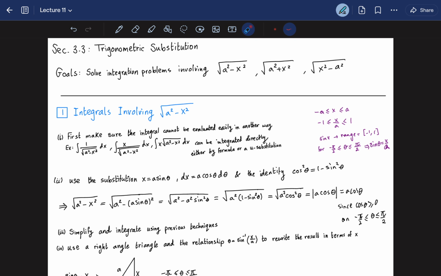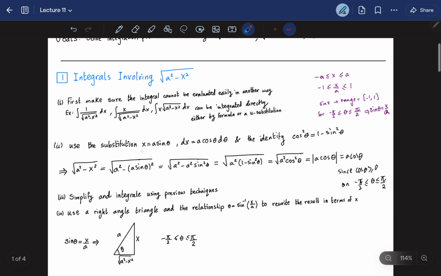Okay, so the first step when you have an integral including this root, you want to make sure that you can't integrate it in an easier way, like using regular substitution, or a formula that you already know. If that's the case, you use the regular method that you've learned before and integrate easily. But if none of them work, here we need to do a trig substitution. So when you have a squared minus x squared, you're always going to use the substitution x is equal to a sine of theta.